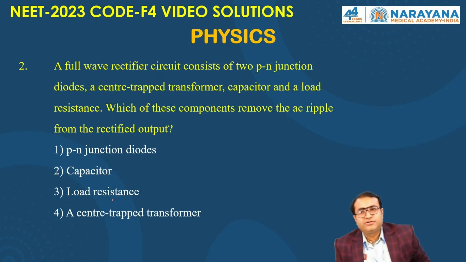Let us move to question number 2. A full wave rectifier circuit consists of two PN junction diodes, a center-tapped transformer, capacitor, and load resistance. Which of the following components removes AC ripple? Capacitor acts as a filter. So here the capacitor is the answer. Option 2.